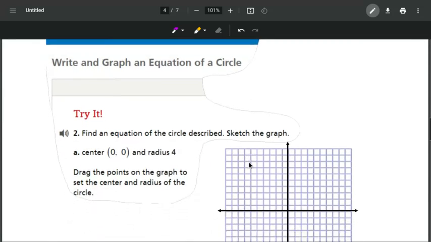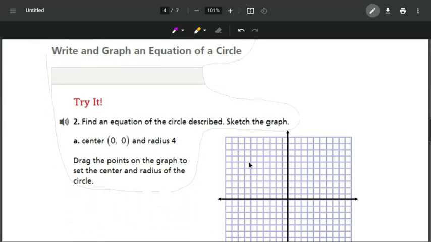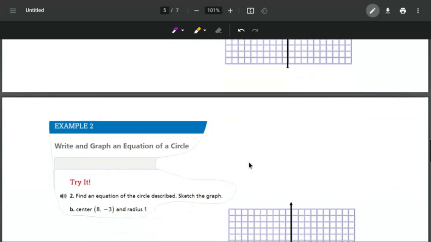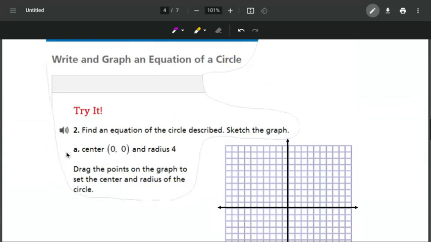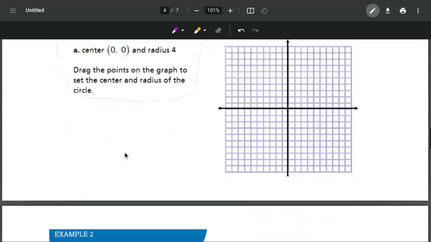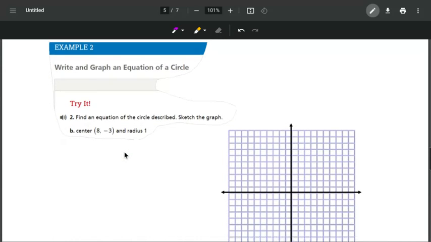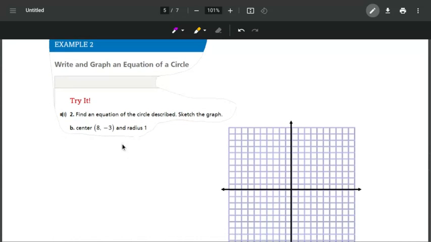So then here, let's do 2a has a center at 0, 0. So let's do something a little more interesting. Let's look at 2b. Find the equation of the circle described and sketch the graph. So this time the center is at 8, -3. So h is going to be 8. K is going to be -3.